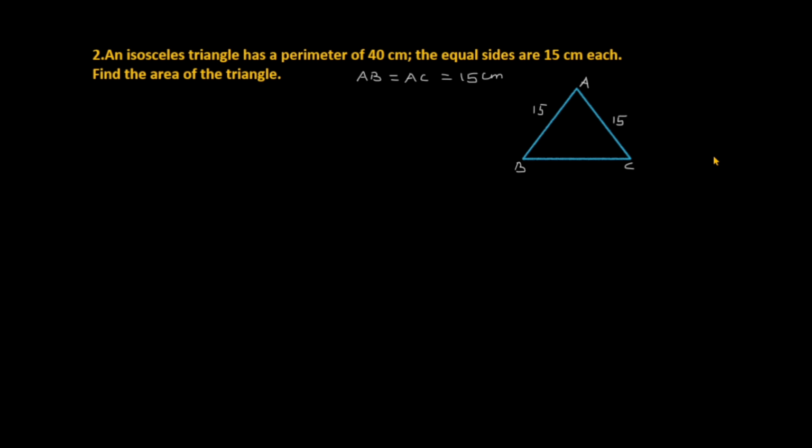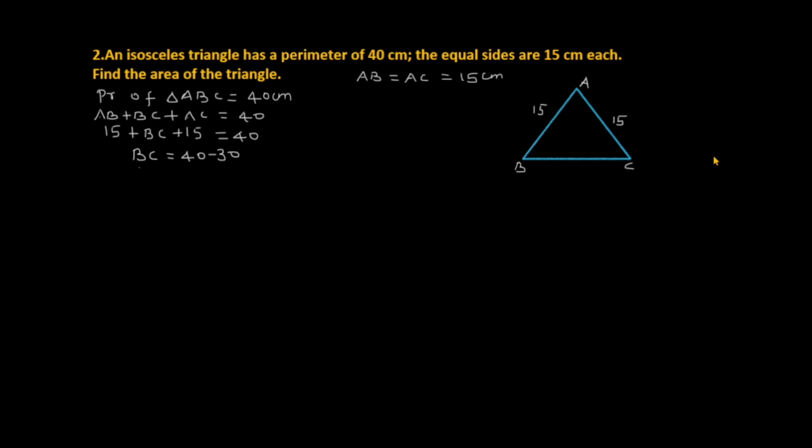We don't know side BC. To find that, the given information is perimeter of the triangle. The perimeter of triangle ABC is equal to 40 centimeter. Perimeter of the triangle is sum of all the three sides. AB plus BC plus AC is equal to 40 centimeter. AB is 15 centimeter, BC we don't know, and AC also 15 centimeter is equal to 40. So the length of BC is equal to 40 minus 30 is 10. Length of BC is 10 centimeter.